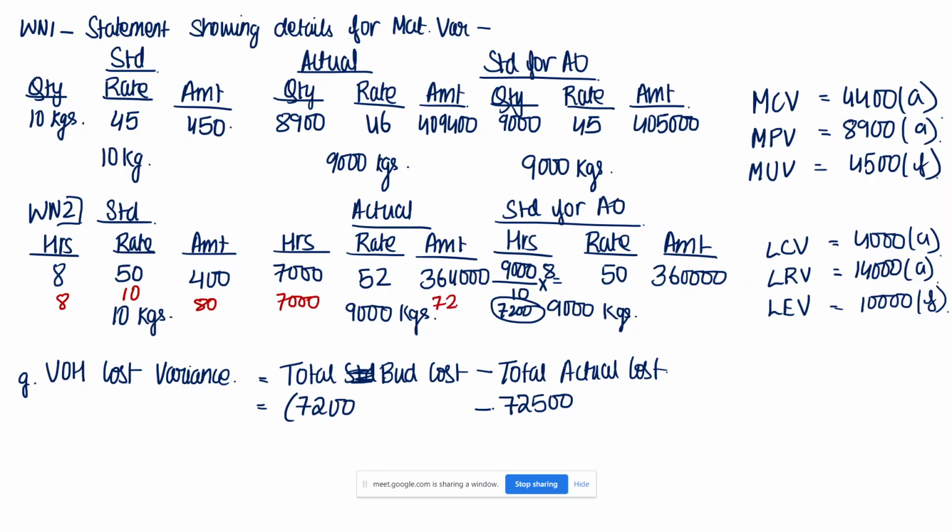Total 72,500. You would have got a rate. And here again you would have calculated it. You would have got 7,200 into 10, 72,000. Agreed? So can I directly do 7,200 hours into the budgeted rate or the standard rate of 10? So 72,000 minus 72,500. 500 adverse.